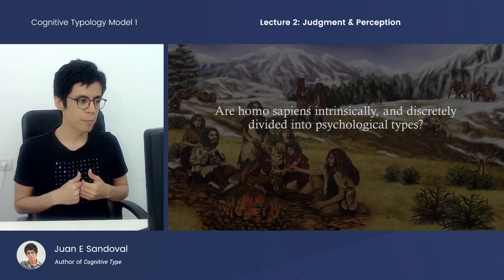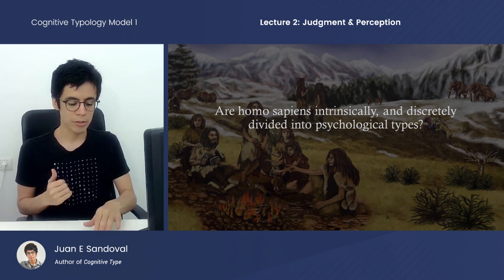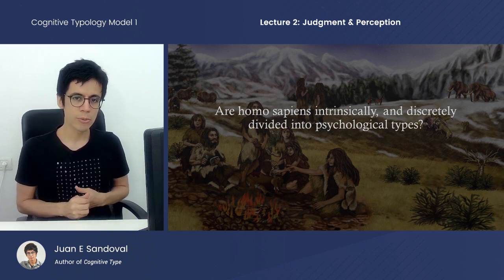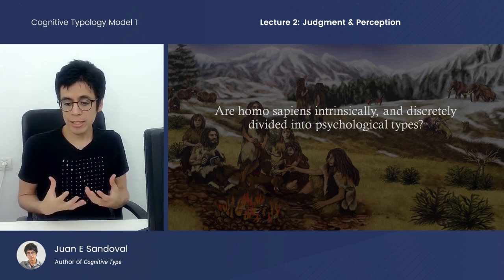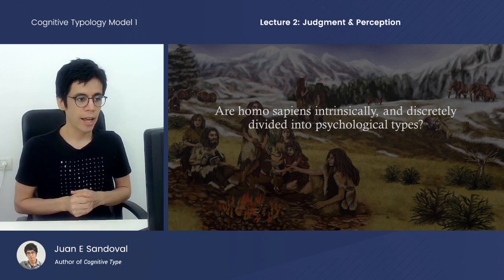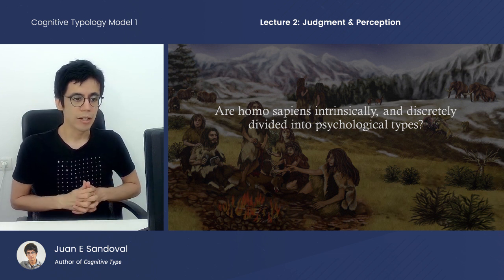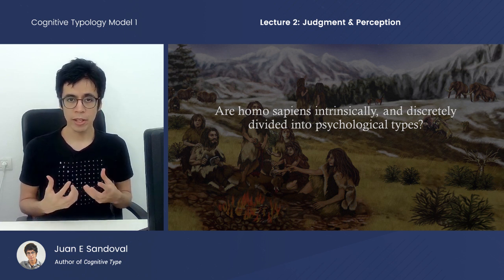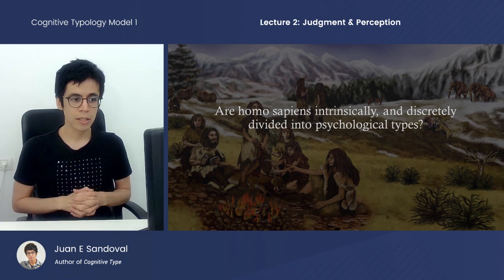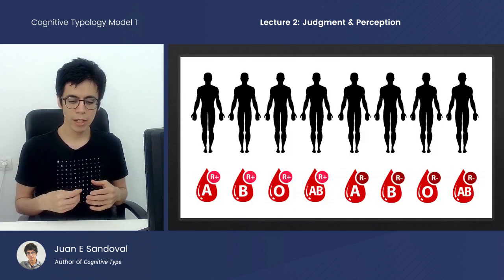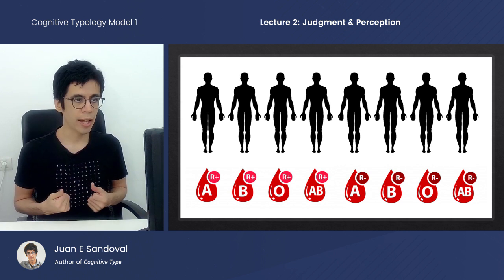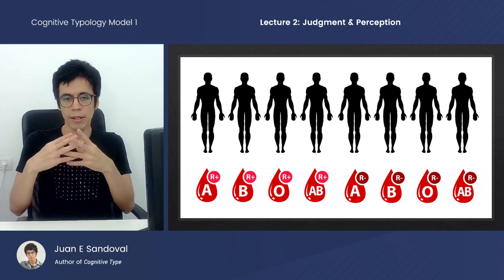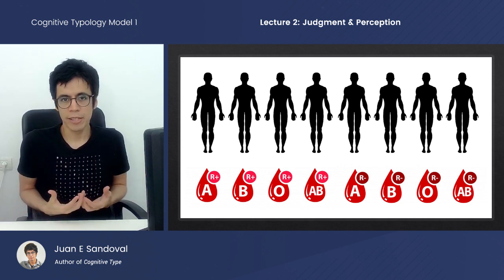My personal interest in typology has always been to answer this question: are Homo sapiens as a species intrinsically and discretely divided into psychological types? Now, what I mean by intrinsically can be thought of as genetically, and what I mean by discretely divided is what I would call a true dichotomy, so that you're either one type or another in a kind of genetic biological sense. A good example of this is blood types. So blood types are intrinsic and they are discrete. There's a limited number of blood types and they're not on a spectrum. You either have a given antibody or you don't.